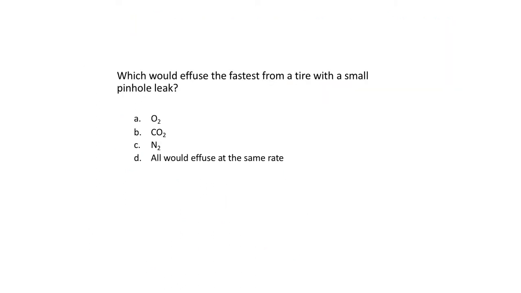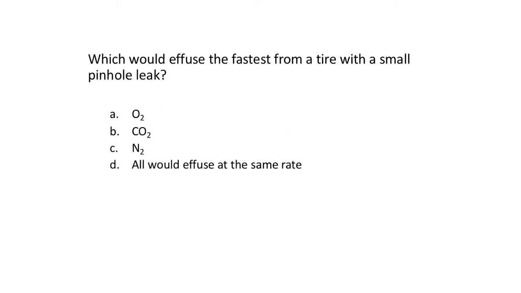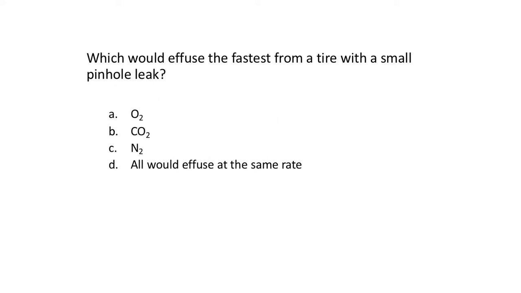And so if you have a question like this, which would diffuse the fastest from a tire with a small pinhole leak in it? We have oxygen, CO2, and nitrogen. Really not a trick question. So 32 grams per mole for oxygen, 44 grams per mole for CO2, 12 plus 32, and then 28 grams per mole for nitrogen. So the fastest is going to be the lighter particle. The lighter particle here is nitrogen. And so then the CO2 would be the slowest. So the question asks which particle escapes the slowest from the pinhole, and that would be the CO2.